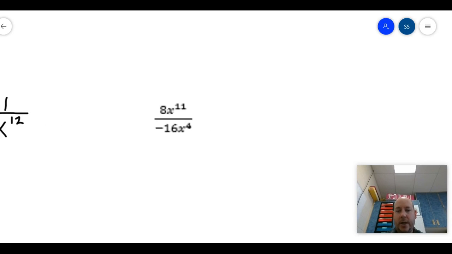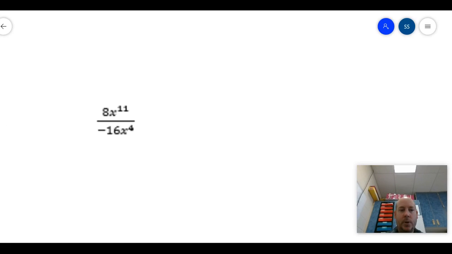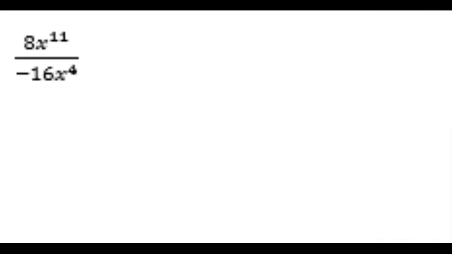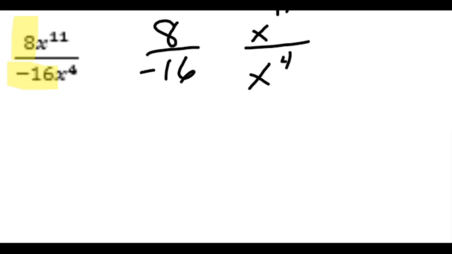Okay. Here we add just a little bit to it. Got some coefficients going on. I've got an 8x to the 11th and a negative 16x to the 4th. So we just kind of want to think of this as 2 separate things going on. And you don't have to necessarily write this out, but this is just kind of your thought process here. So we're multiplying those 2 things together. So 8 over negative 16 is just negative 1/2.